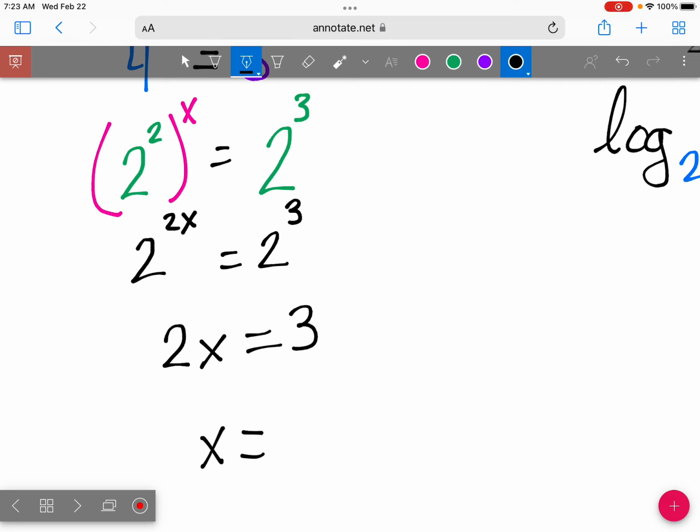What does x equal? 3. It's like, what do we do to get the 3 by itself? Divide by what? Divide by 2. So we have x is 3/2.